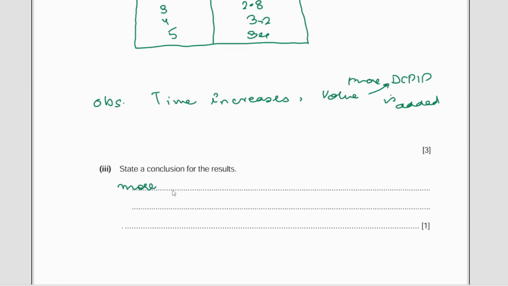Let's say, if a longer cooking time is allowed, more vitamin C would diffuse out because you have used more DCPIP.